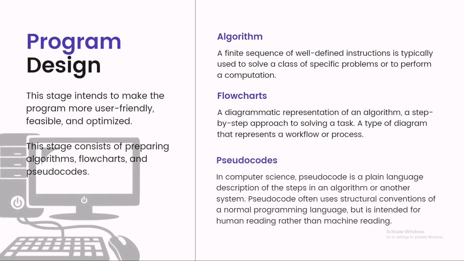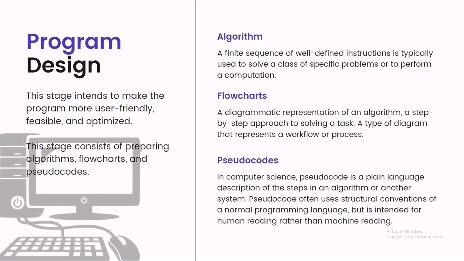And then program design. This is the stage after the analysis, where we go on to make the program user friendly, feasible, and optimized. It consists of three parts of our preparation: the algorithm, the flowcharts, and the pseudocodes. By definition, an algorithm is a finite sequence of well-defined instructions typically used to solve a class of specific problems or to perform a computation.